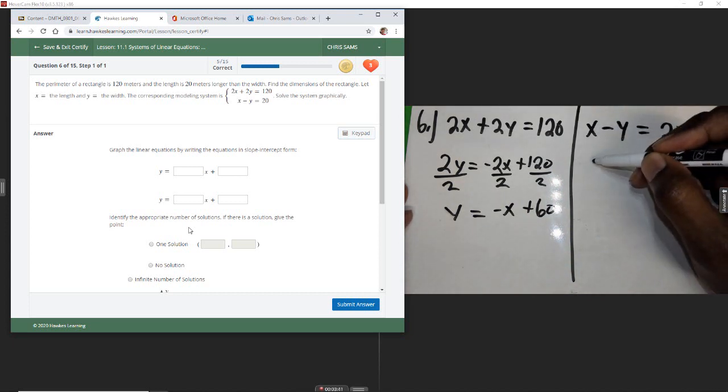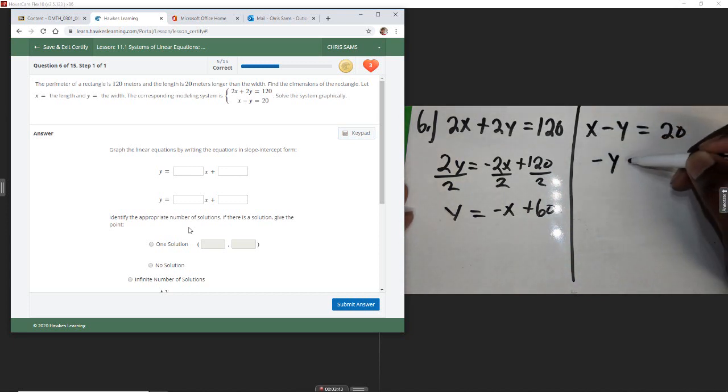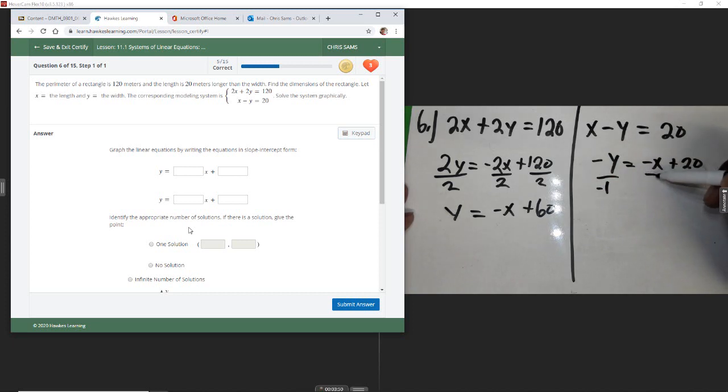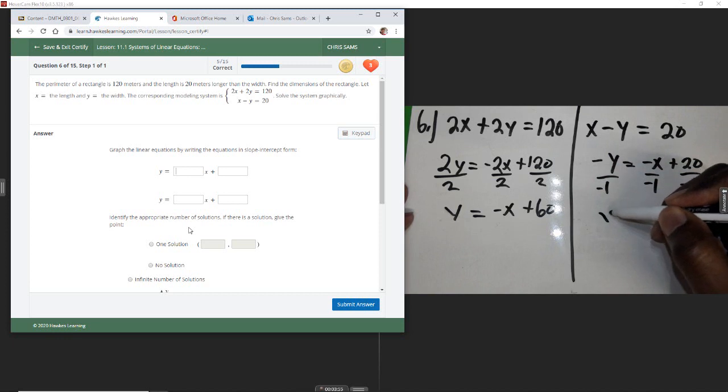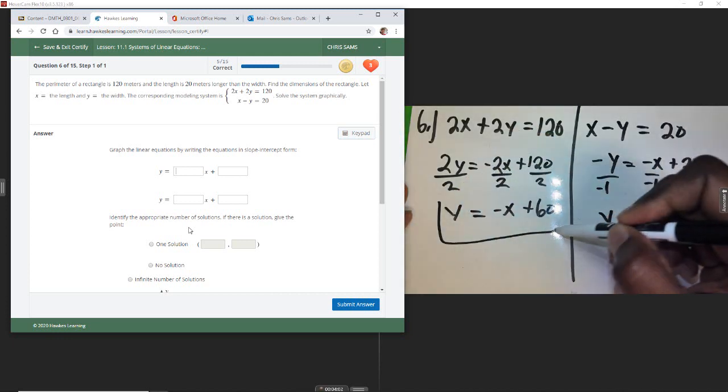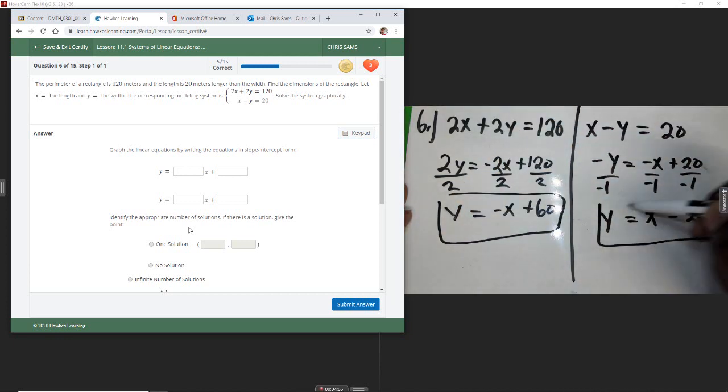Move x over. -y equals -x plus 20. Divide by -1 to make this positive. Do the same to the other terms. And we get a positive y equals positive x minus 20. So here are our two equations. So -x and 60. And we get positive x and -20.